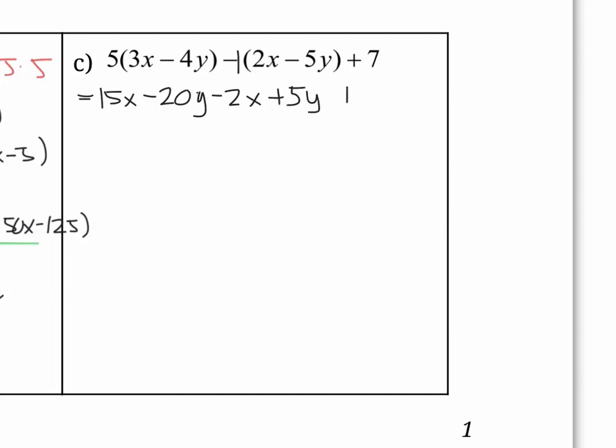And then we have this plus 7 just hanging on for dear life. Our like terms, we've got 15x minus 2x. Then we have negative 20y and plus 5y. So we're going to be left with 13x. And then negative 20 plus 5. Remember, don't make that silly mistake and think this is 20 plus 5. This is negative 20 plus 5. That's going to be negative 15y. And don't forget about that plus 7.